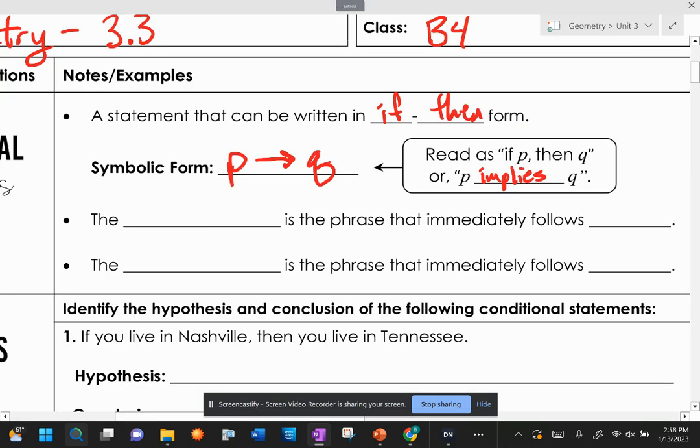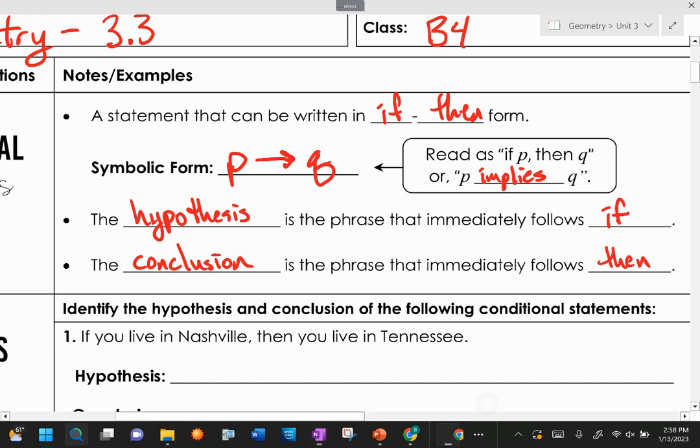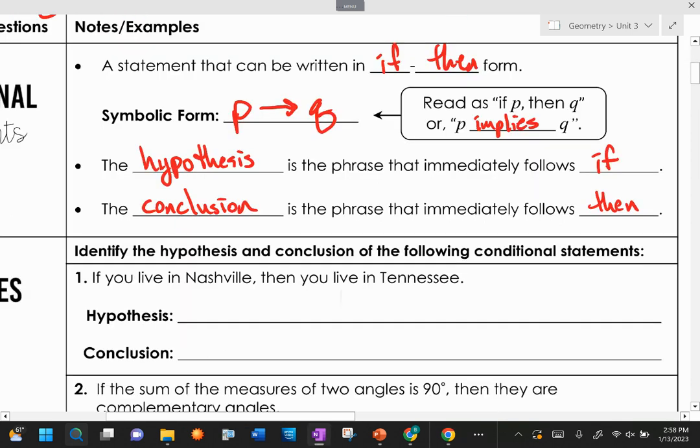Awesome. Okay. The hypothesis. The hypothesis is the phrase that immediately follows the if. The conclusion is the phrase that immediately follows the then.